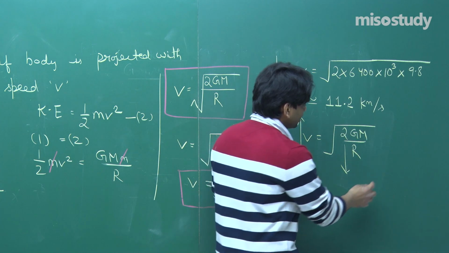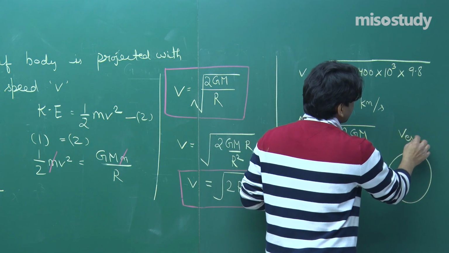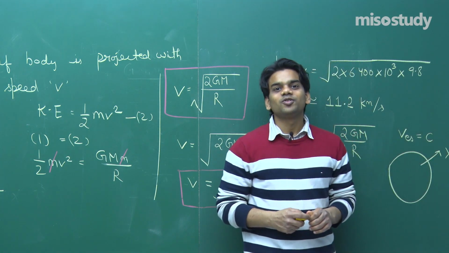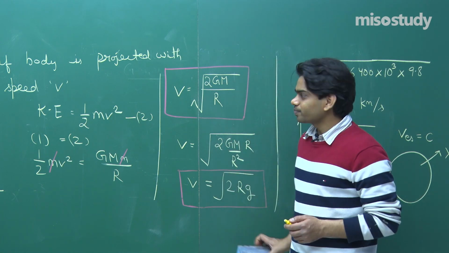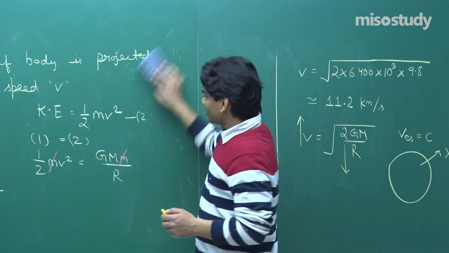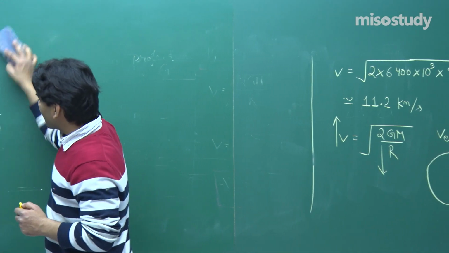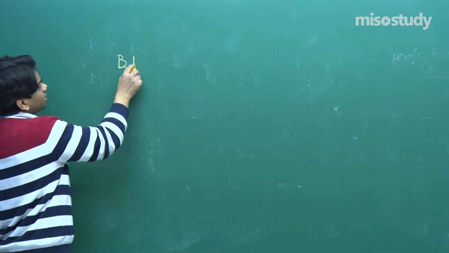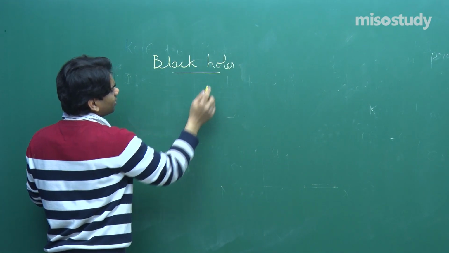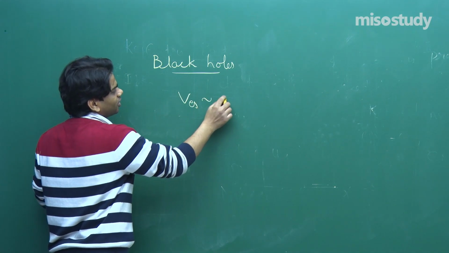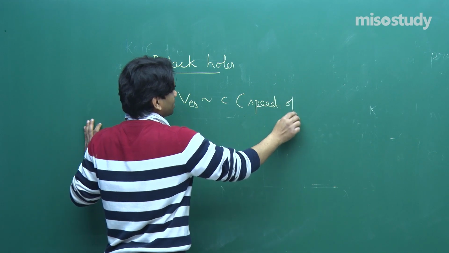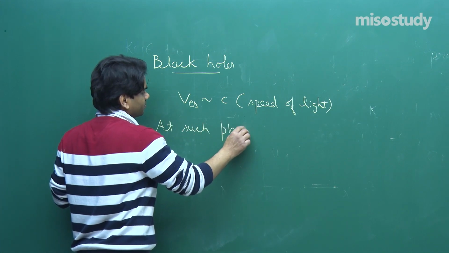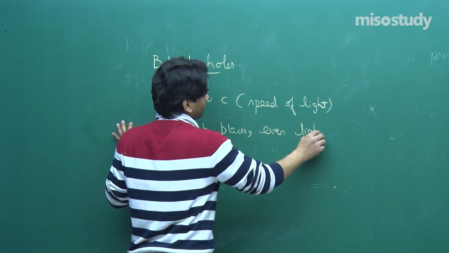That means even from such places, light will also not come back. If I take such a place where the escape velocity is equal to the velocity of light, even light will not be ejected from here. This place you cannot see. Such places are known as black holes. So let me write down one more term that I told you with the escape velocity, that is the black hole. These are such places where escape velocity is nearly equal to the speed of light. At such places, even light will not escape.